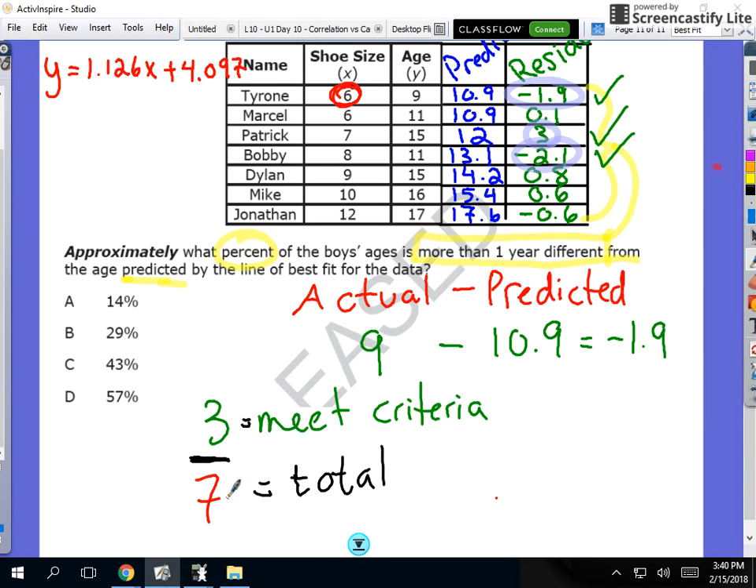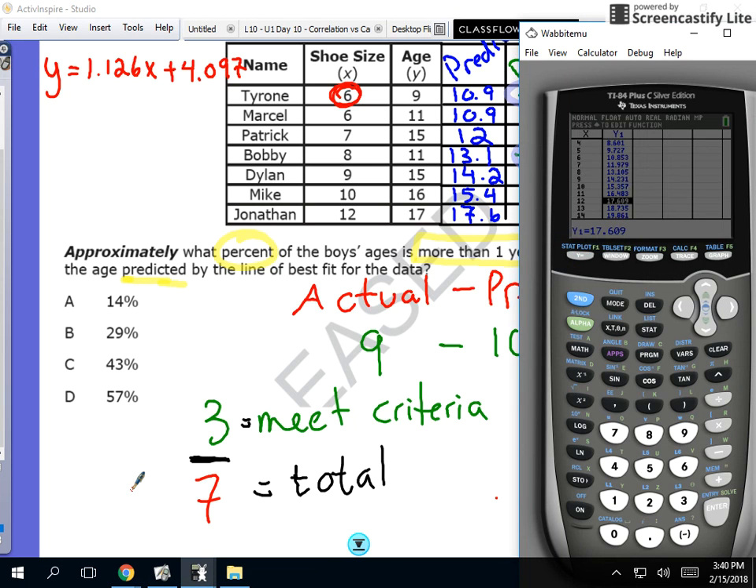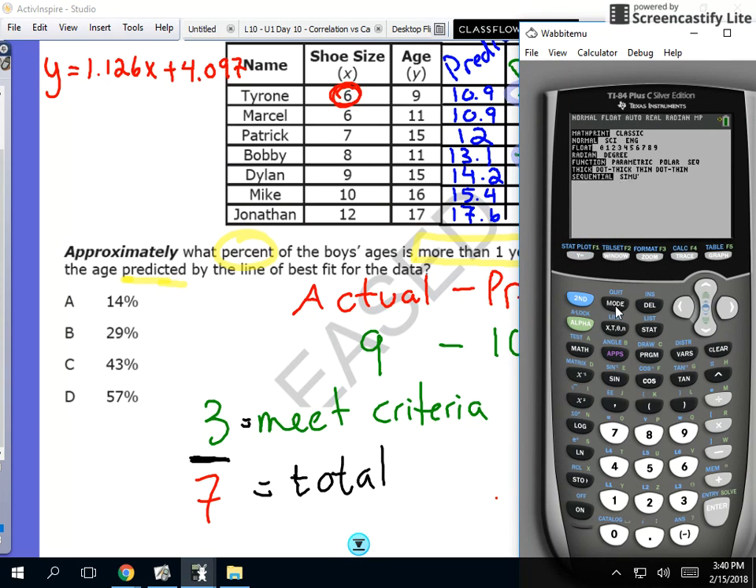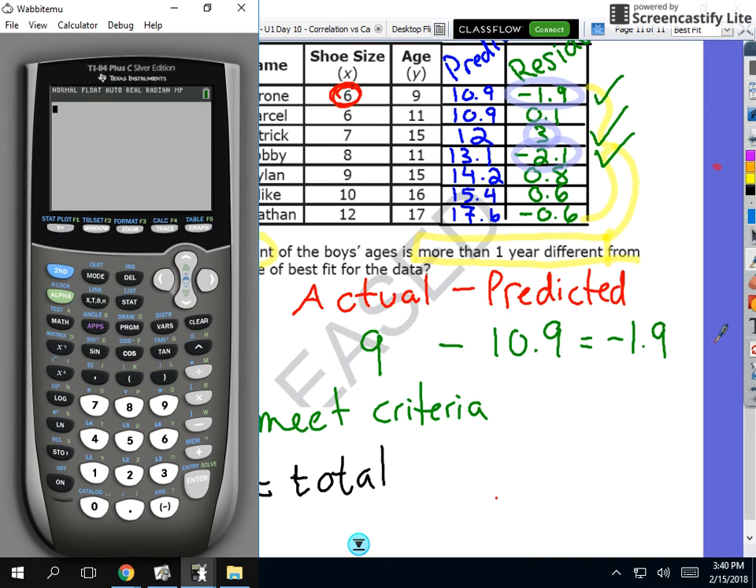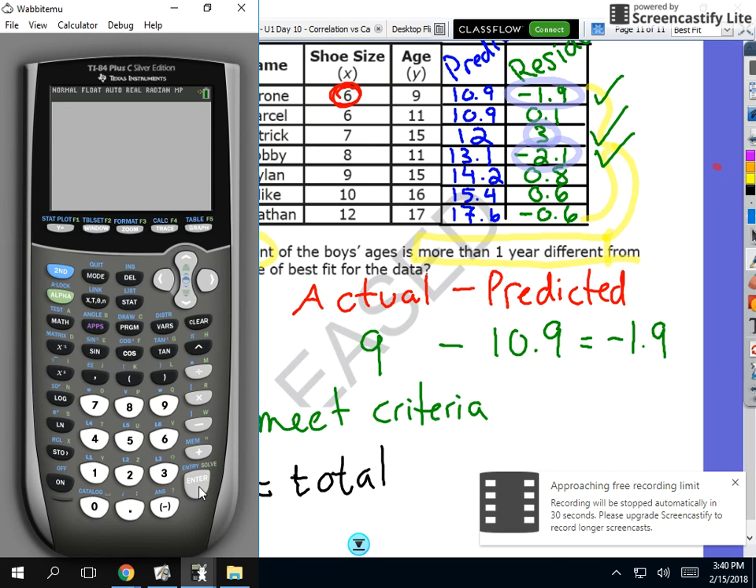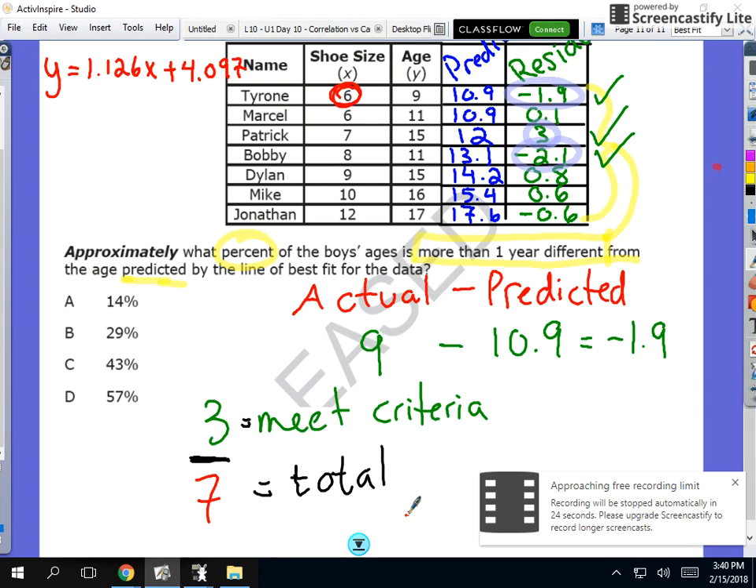So 3 divided by 7, let's bust out our calculator to make that happen. Go to the main screen. All right. So on that main screen, 3 divided by 7 gives me 0.428. So if I come back here, that equals 0.428, which is approximately 43%.